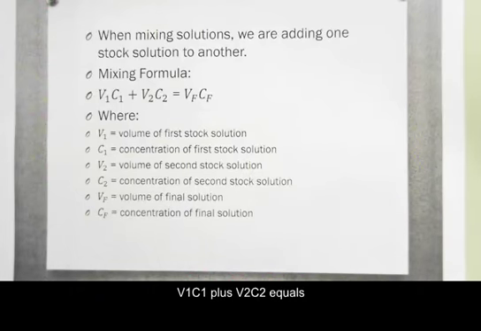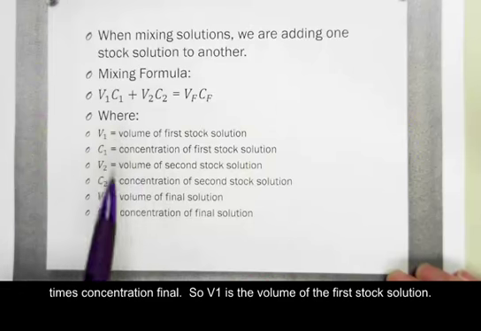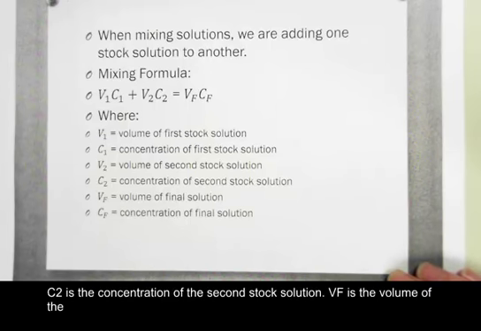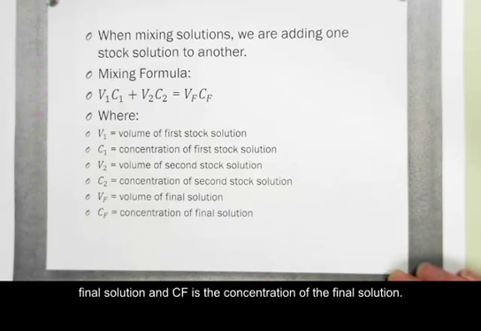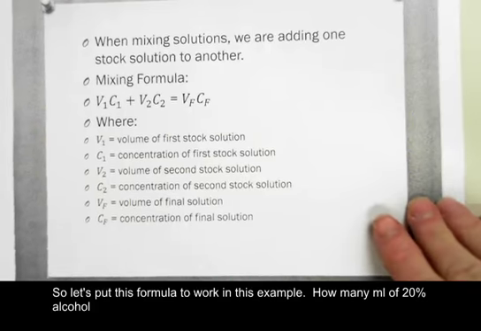V1C1 plus V2C2 equals my volume final times concentration final. So V1 is the volume of the first stock solution. C1 is the concentration of the first stock solution. V2 is the volume of the second stock solution. C2 is the concentration of the second stock solution. And V sub F is the volume of the final solution. And C sub F is the concentration of the final solution. So let's put this formula to work in this example.